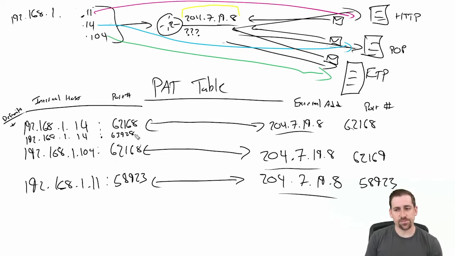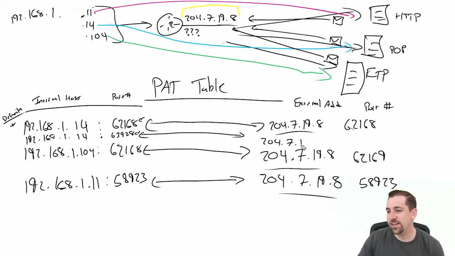192.168.1.14:63928, I have to also forward that traffic to the appropriate internal port, because part of that traffic needs to go here to this port on this host. Part of that traffic needs to go here to this port on this host. I actually can add an additional mapping here, and in fact do 204.7.19.8 63928. So this is also valid.